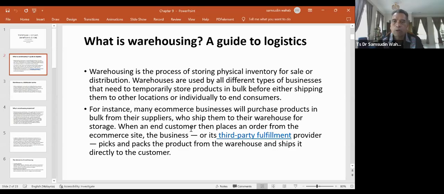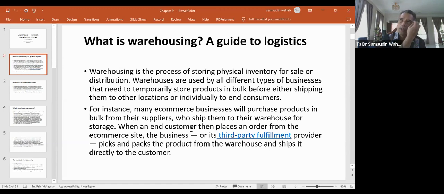So in bulk quantity, the meeting is being recorded. In bulk quantity, that means in the ready quantity or stock for sale or for shipment, before either shipping them to other locations or individually to end consumers.